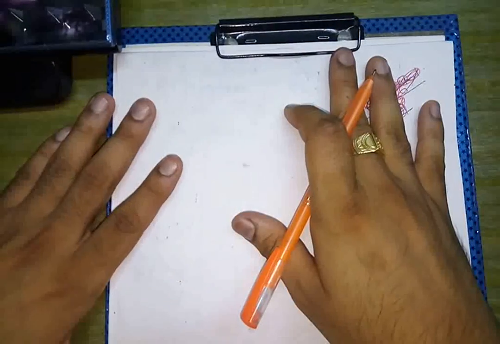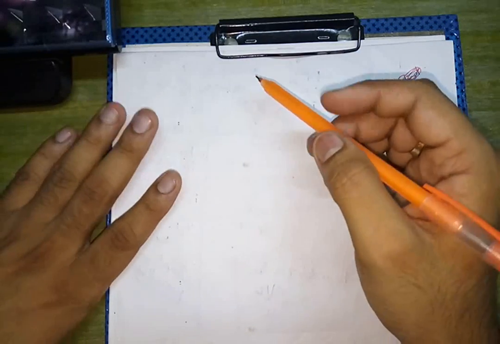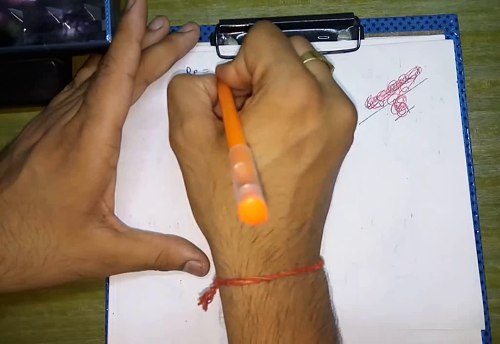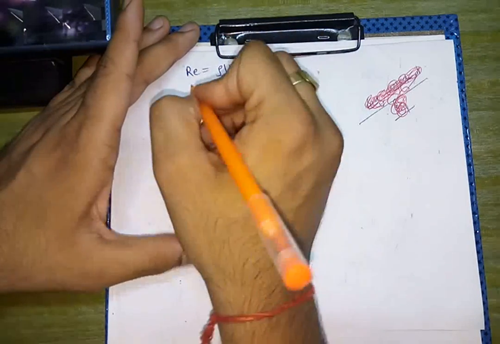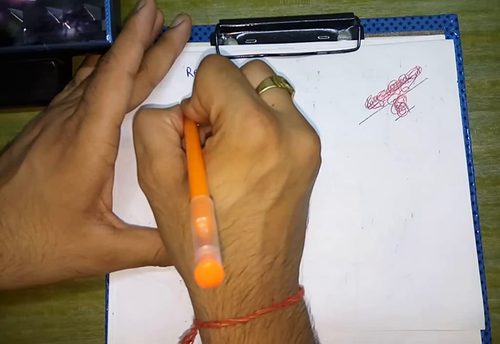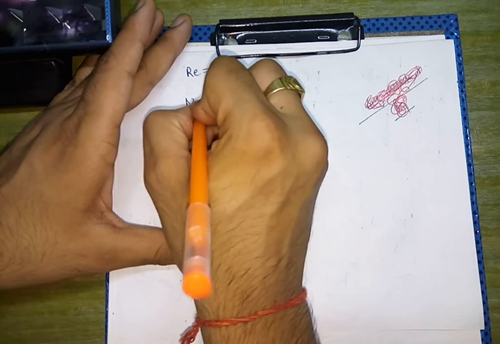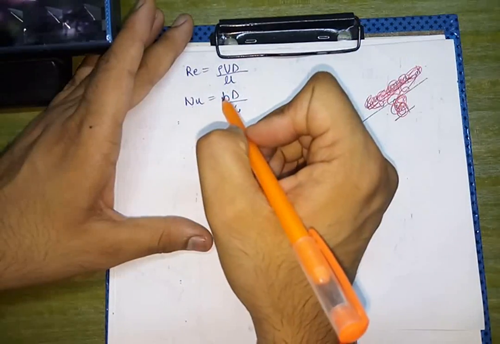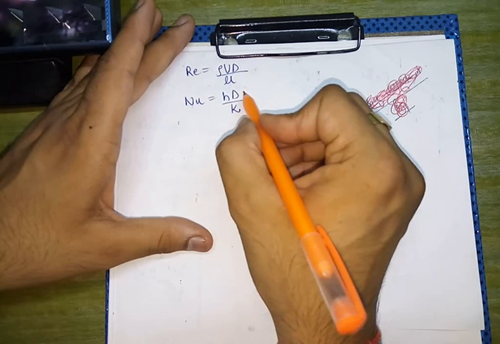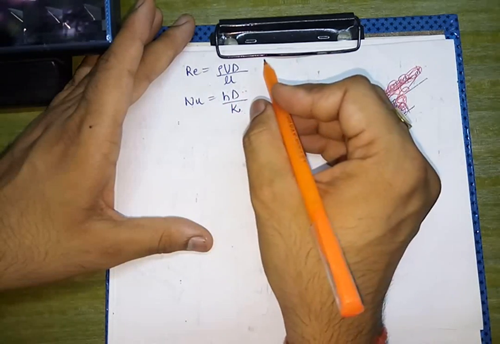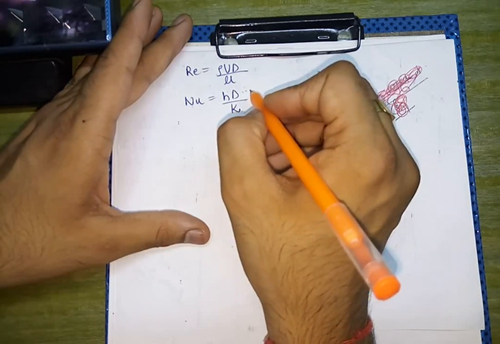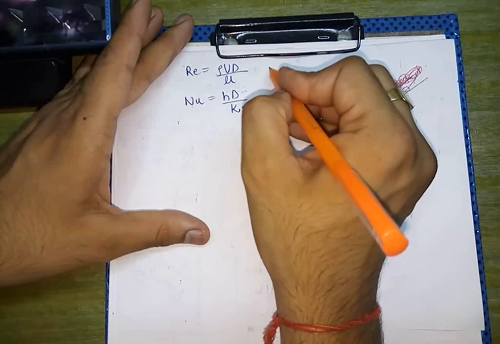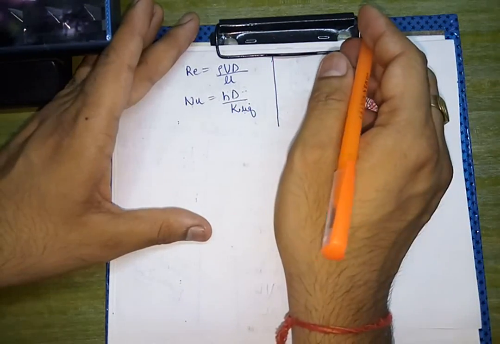So one dimensionless number obtained by the Buckingham pi theorem analysis is the Reynolds number, which came out to be rho Vd upon mu. Another dimensionless number obtained is the Nusselt number, equal to Hd upon K. I already explained this when I was explaining the Biot number. There the formula was HL upon K. Here K is for the fluid, and in the Biot number it was for the solid. So these 1 mark questions can also be asked in interviews.